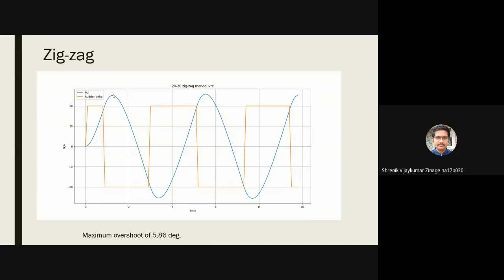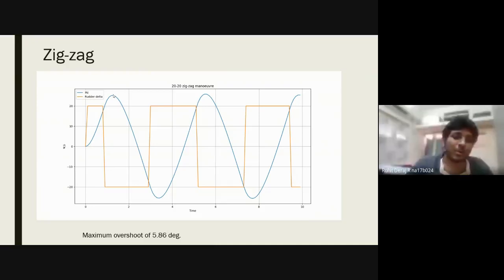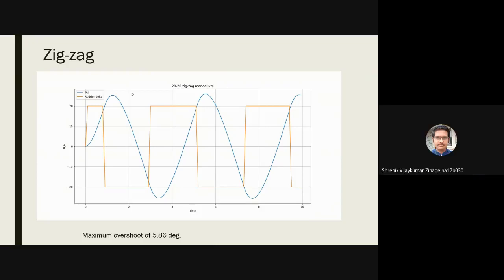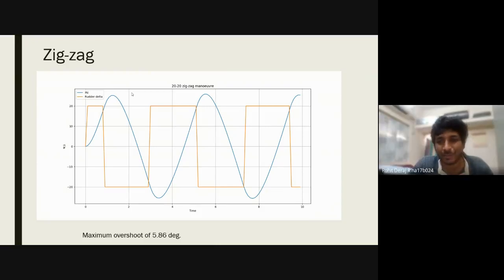No other questions? Rohit, may I know the reason why you did the zigzag test? First of all, I want to know how fast the ship can turn. Also to see if something fishy happens, whether the dynamics is unstable or not.